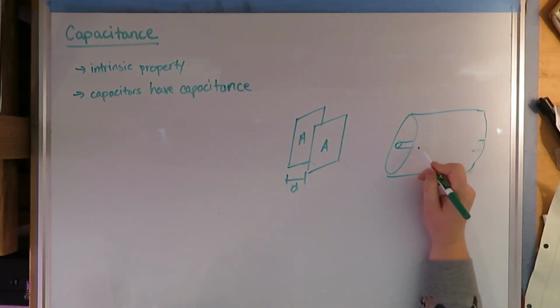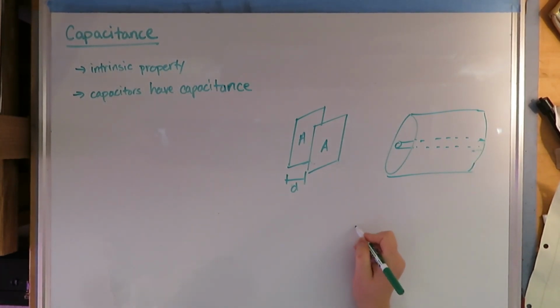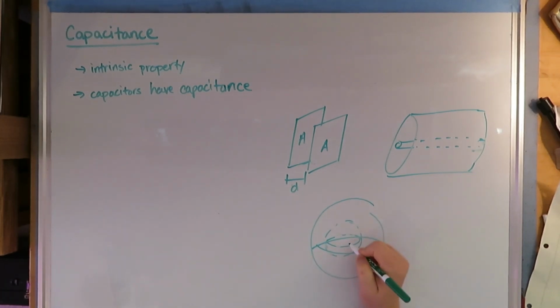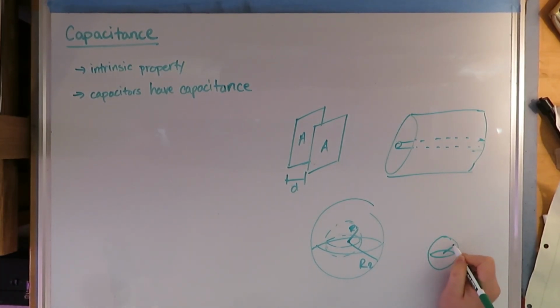I guess it would look like this. That would become a better representation. And then you can also have concentric spheres. Like this one is inside another sphere here, where they have different radii, R1 and R2. So those are all examples of capacitors. But even an isolated sphere with a radius of R can act as a capacitor. A single point charge can act as a capacitor.